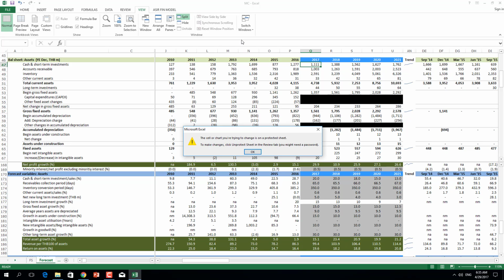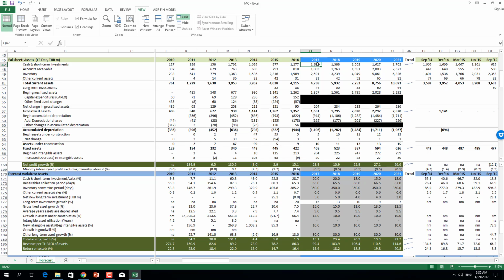Why? Because I've protected those formulas. Why have I protected those formulas? Because those formulas are irrelevant. The purpose of this class is not to teach you how to build a financial model. It's to teach you how to value a company.